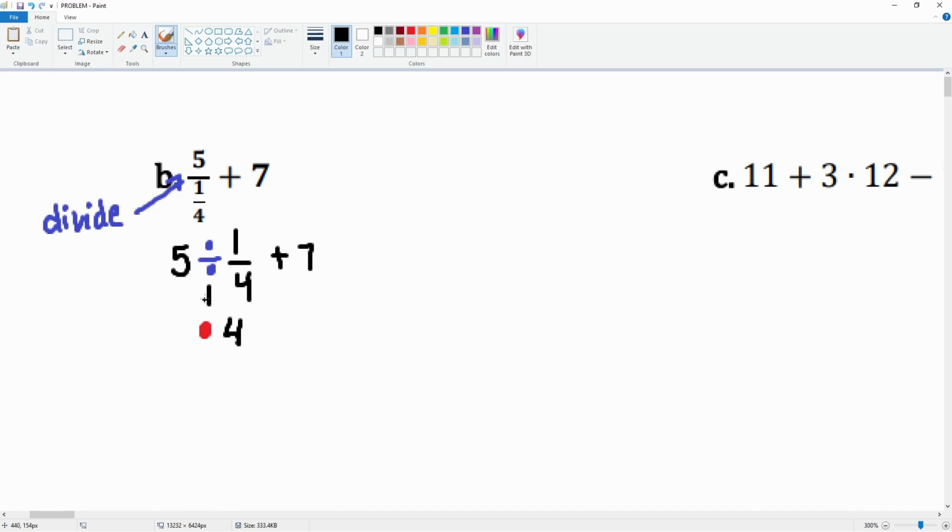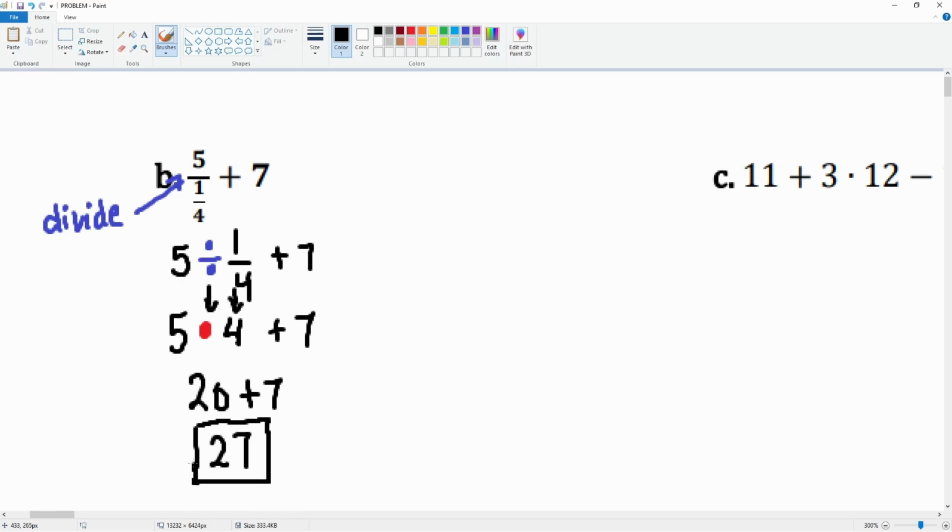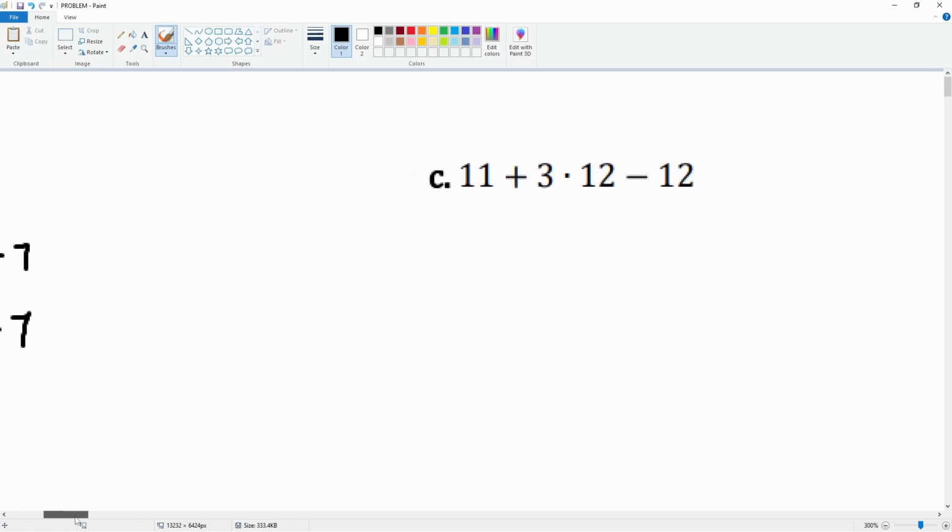Okay? So that is how everything gets turned. Everything else comes straight down. 5 times 4, which is 20. Bring down the plus 7. This becomes 27 in the end. Right? Let's look at C.